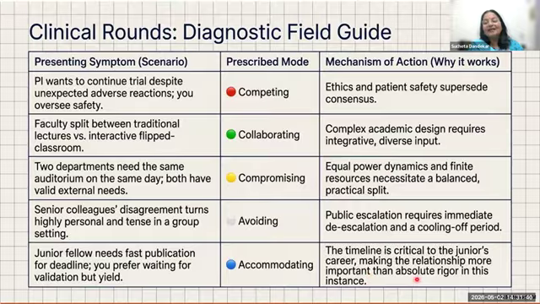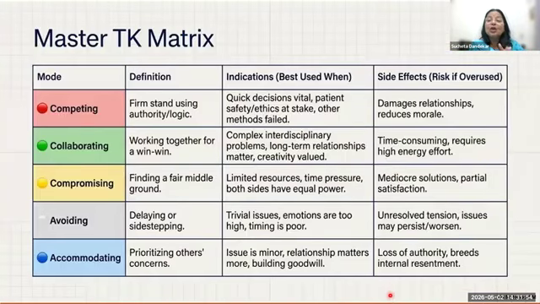Making the relationship more important than absolute rigor in this incident is important. So we have seen here that each situation, depending on its magnitude, has different kinds of approaches to make. Okay, and we could have many different kinds of side effects or risks if overused. If you use competing all the time, there could be damage to the relationship and a reduction in morale. Collaborating could be time consuming and requires a lot of effort. Compromising would lead to mediocre solutions and partial satisfaction everywhere. Avoiding would leave a lot of unresolved tension, and the issues may persist and worsen.